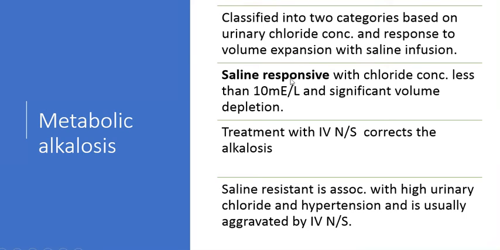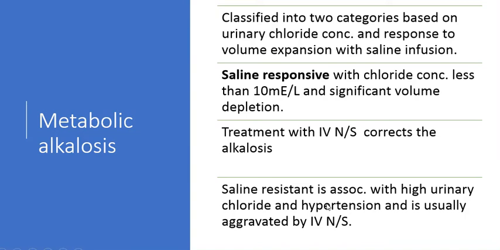So depending on the cause of the metabolic alkalosis, you can treat with sodium, with normal saline, right? Some causes of metabolic alkalosis you cannot treat with normal saline. If you have a urine chloride concentration of less than 10 milliequivalents, then that is a saline responsive cause of metabolic alkalosis. I'll show you the causes just now. So you can treat with normal saline, and normal saline will correct the alkalosis.